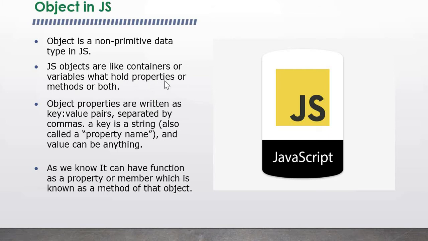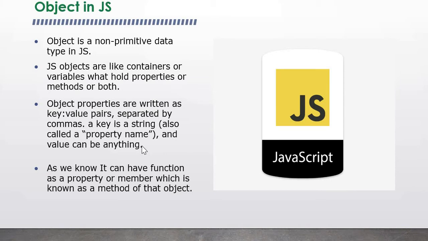Now we have to know what properties are. We know that objects hold properties or methods, and a method is a function that does some specific job. But what are properties? Properties are written as key value pairs separated by commas. A key is a string, also called the property name, and the value could be anything, like an integer or a string, whatever the value.